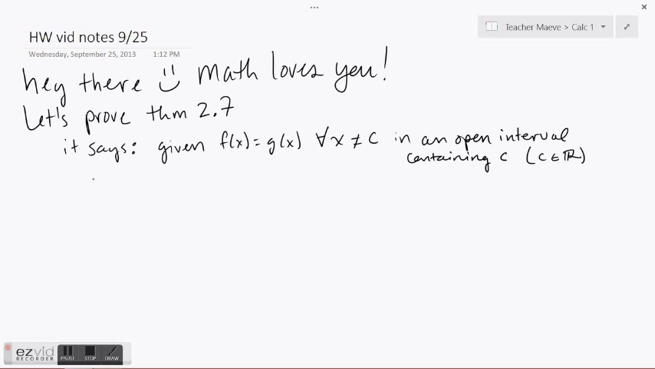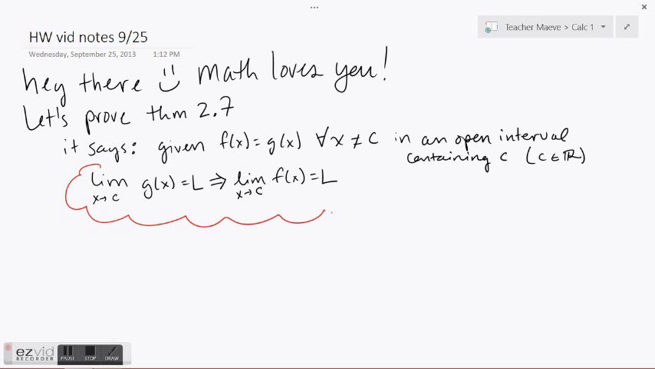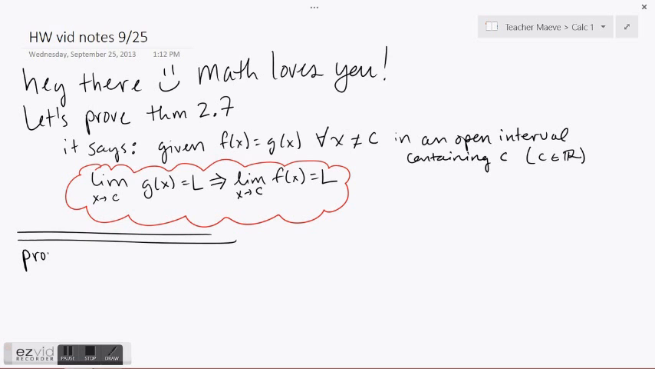So we can go a little bit to the left of c and a little bit to the right of c, and f of x is going to equal g of x in that interval. Well, this means that if the limit of g of x as x approaches c is equal to L, then the limit of f of x as x approaches c is going to equal L as well. Remember, we're saying this is true for all x not equal to c. So if f of x is equal to g of x for every x value not equal to c, except c itself, on some sort of open interval to the left and to the right of c, then the limit of g will be the limit of f.